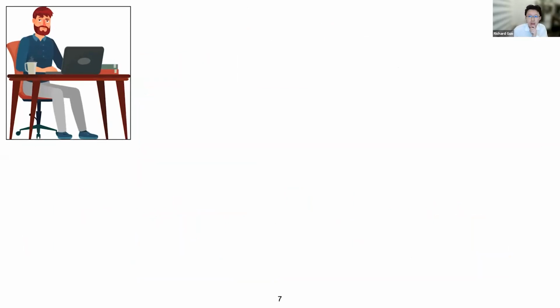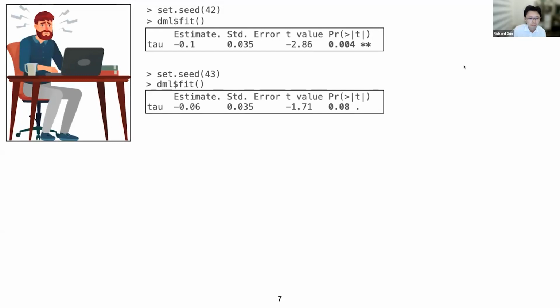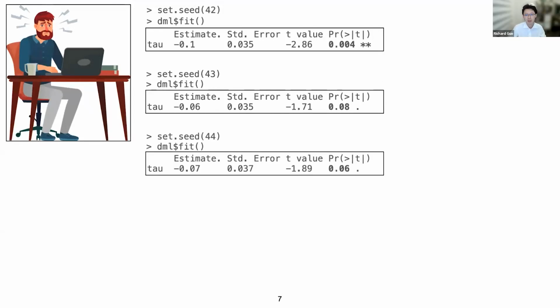Now, imagine Bill wants to use this method. He has the data loaded in his computer and he is ready to run, for example, the double ML package. For safety, he sets the random seed to his favorite number, 42. That's the result he got. The estimate is minus 0.1, which was rather encouraging, and the p-value is really significant, 0.004. But just imagine he wonders what happens if we change the seed to the next integer. All of a sudden, you get a slightly different result, and particularly the p-value is no longer significant. The same can be said for the next random seed.